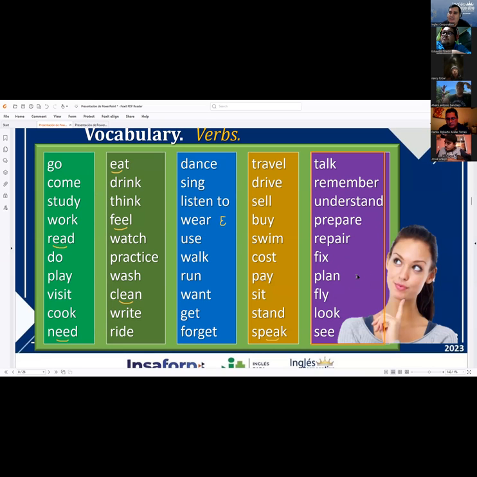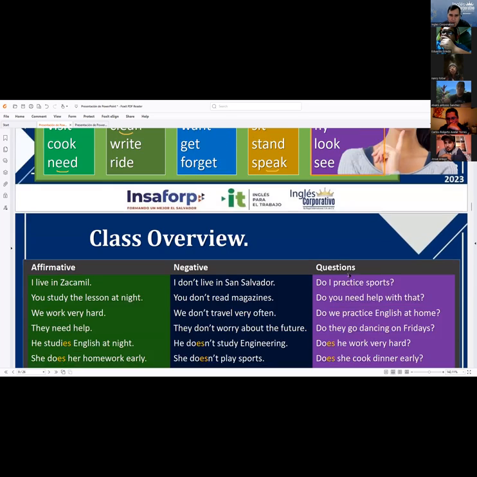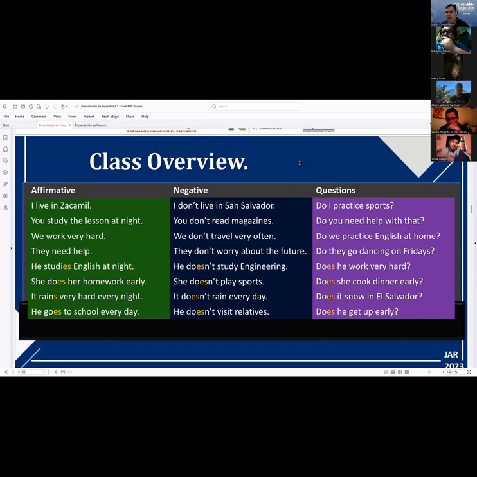I plan my lesson. I plan the class. I fly by plane. I look for you. I see you. I see you after class. Okay, so introduction to verbs. Maybe you remember that yesterday we studied this.